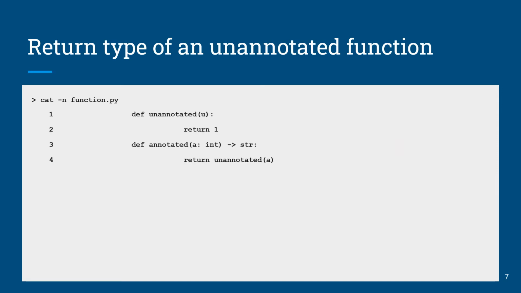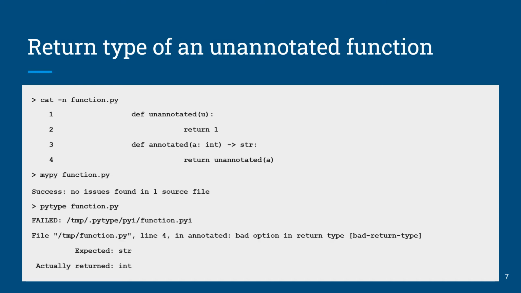For this last example, we have both annotated and unannotated functions. MyPy does not type check unannotated functions and infers the return type of them to be any. PyType infers that this unannotated function returns an integer, which conflicts with the annotated return type of the second function.